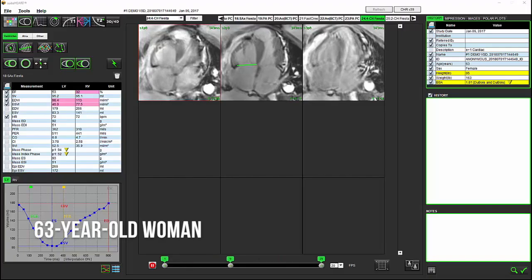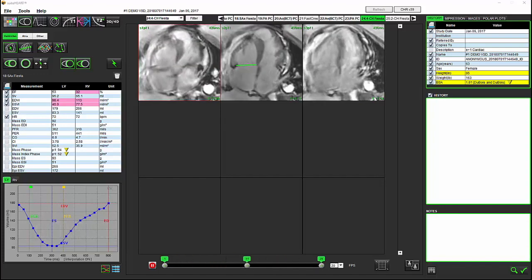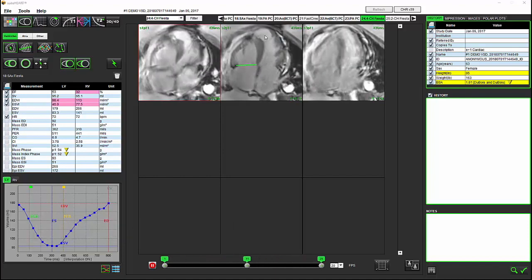This is a 63-year-old woman who had an anterior myocardial infarction. You can see she has a dyskinetic aneurysmal LV apex, but what may be harder to appreciate is this increased signal right here, which is due to an apical ventricular septal defect.